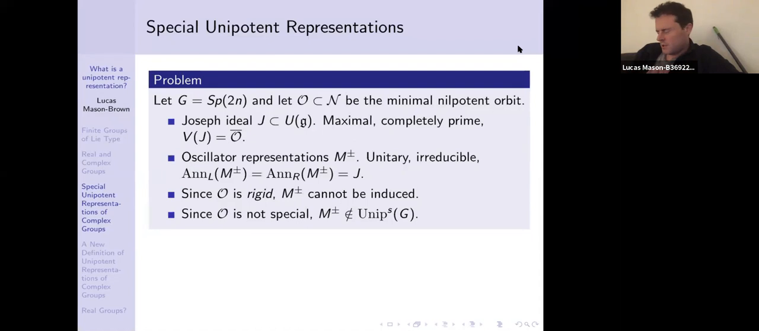And yet, philosophically, unipotent representations are supposed to be the building blocks of the unitary dual. So we have to include, we're sort of forced to include by these facts, the oscillator representations as unipotent representations.